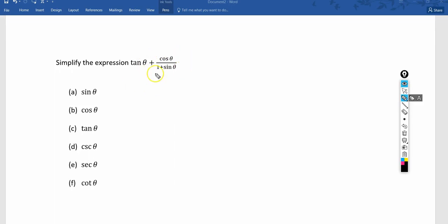Okay, so here's a typical example that it would be in multiple choice form. So we're going to have to start with this expression. Now, one of the strategies was to write everything in terms of sine and cosine, so WRT, with respect to sine and cosine. That was one of the strategies. So I can certainly rewrite that tangent because we know that tangent is sine over cosine.